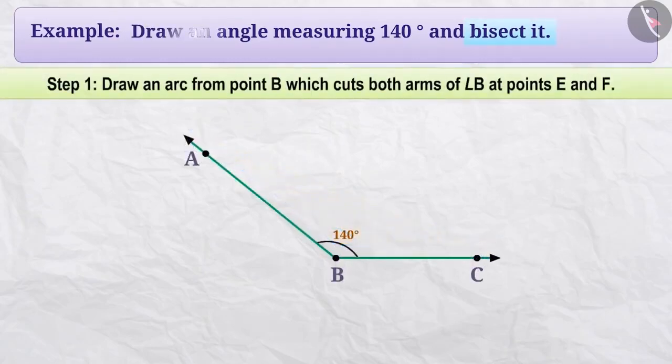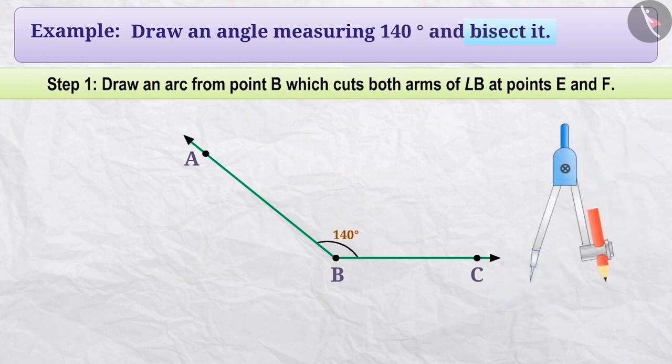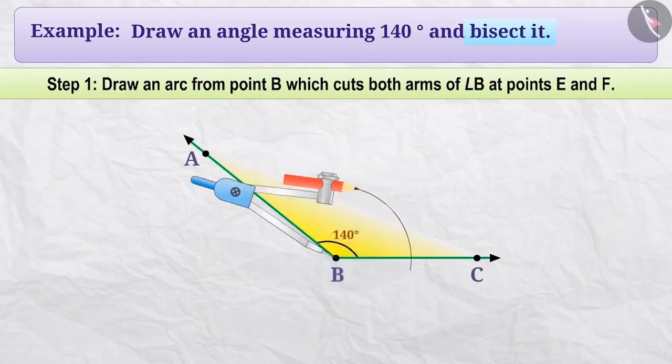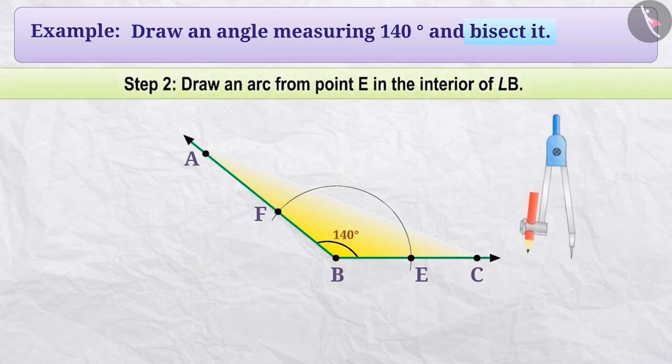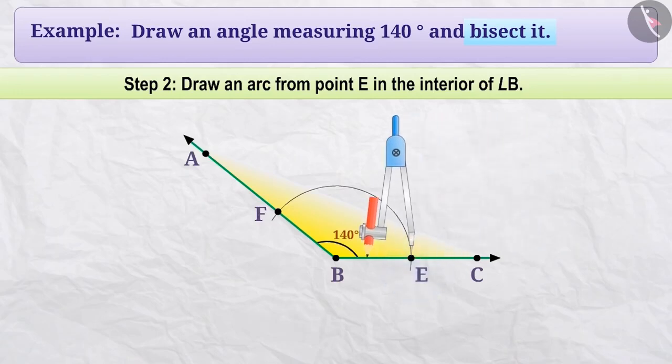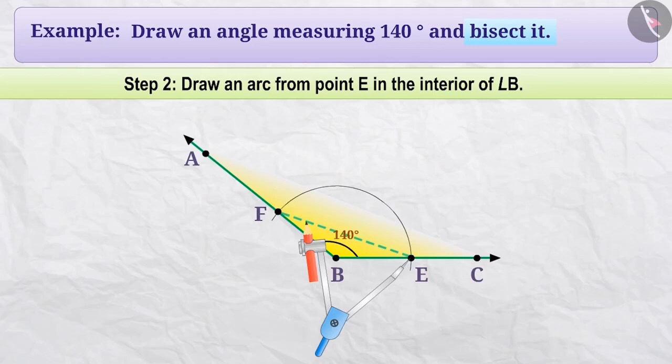Step 1. To bisect the angle, draw an arc by placing the pointed end of the compass at the center of angle ABC, that is, point B, which cuts the arm BC of angle ABC at point E and the arm BA at point F. Step 2. Place the pointed end of the compass on E and open the compass to take a radius more than half the length of EF.